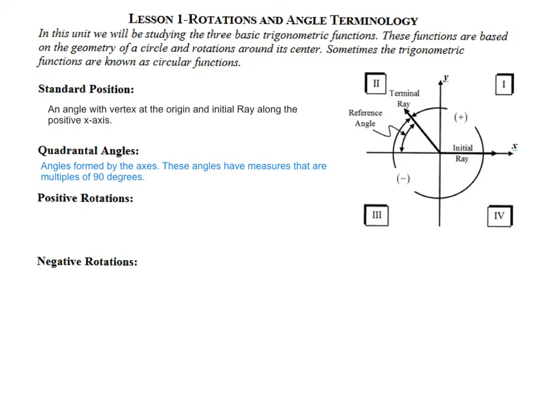So for example, if my initial side, my initial ray, is right here along the x-axis, and my terminal ray is also along the x-axis, so my angle actually looks just like this. The beginning and the ending are both exactly the same. That tells me that my angle would be a measure of 0 degrees. I haven't gone anywhere. I haven't rotated at all.